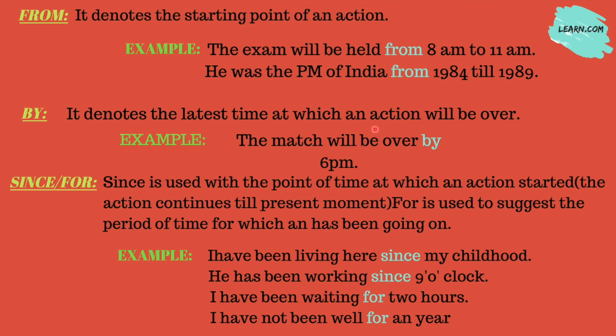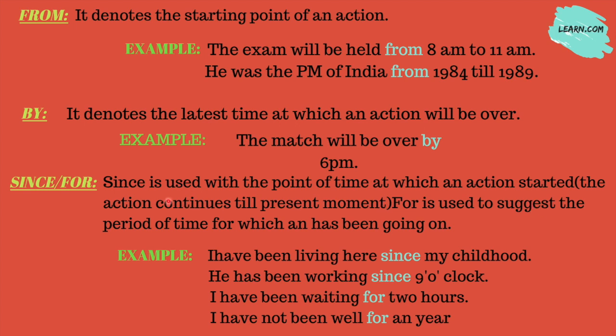Latest time. And finally comes since and for, which are some of the most important prepositions, I must say. And most of you, the students, get confused in this also, about how to use since and when to use for. So let's see first. Since is used with the point of time at which an action started and the action continues till the present moment. But for is used to suggest the period of time for which an action has been going on. A very minute difference is there.